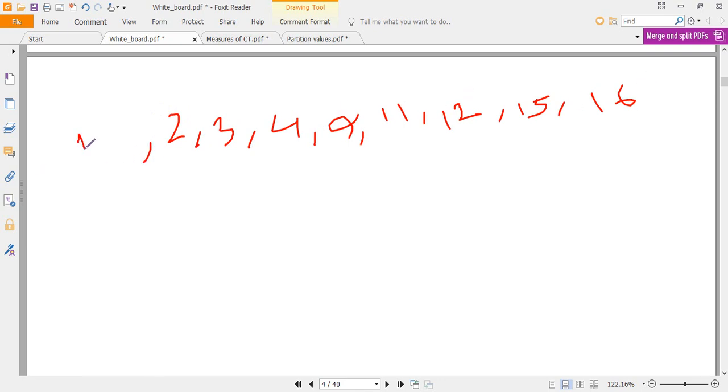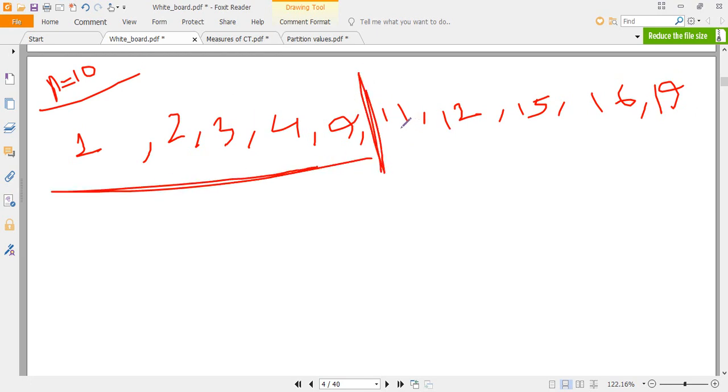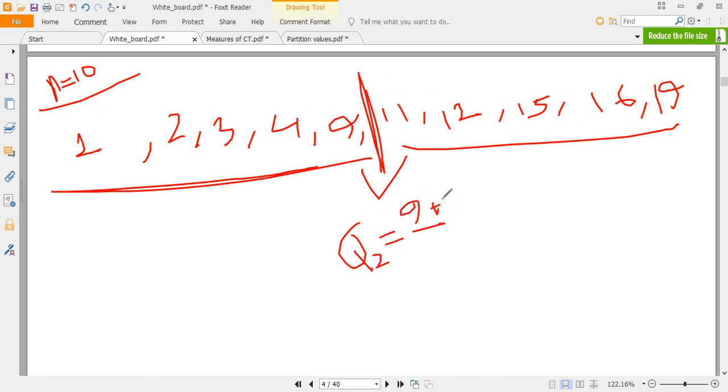Say I take 10 values, with the last one 19. This is arranged data, so we don't need to arrange it. So we have n equal to 10 observations in this data. First we partition these observations into two parts. There are 5 values in the first part and 5 values in the second part. So we can easily understand that Q2 is the median, which is 9 plus 11 divided by 2, that is 10.